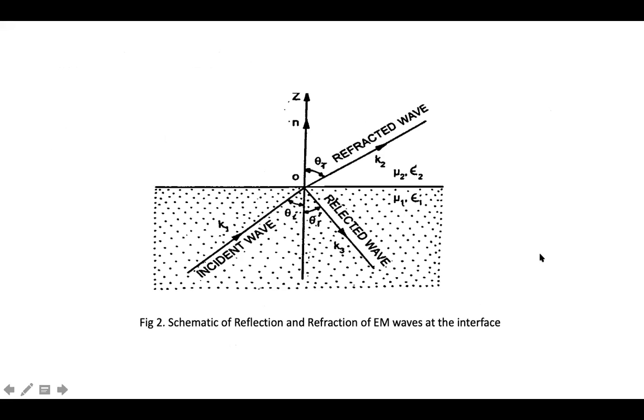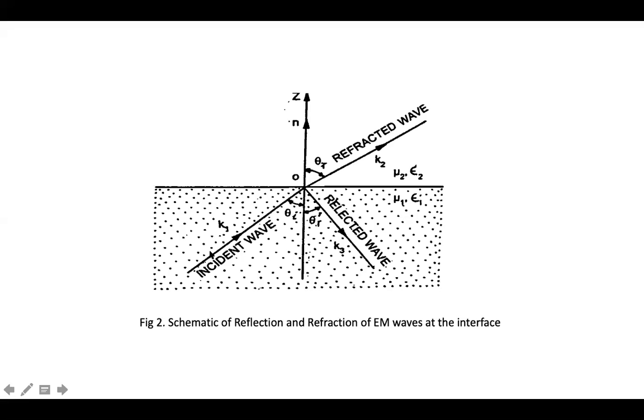To explain that, this is the best diagram you can see here. This is medium 1 with wave vector k1, and this is medium 2 with wave vector k2, and this is the reflected wave. So instead of taking k1, we took it as k3 just to represent that this is the reflected wave. And here mu is permeability and epsilon is the permittivity. So we have the permeability and permittivity of the two media here.